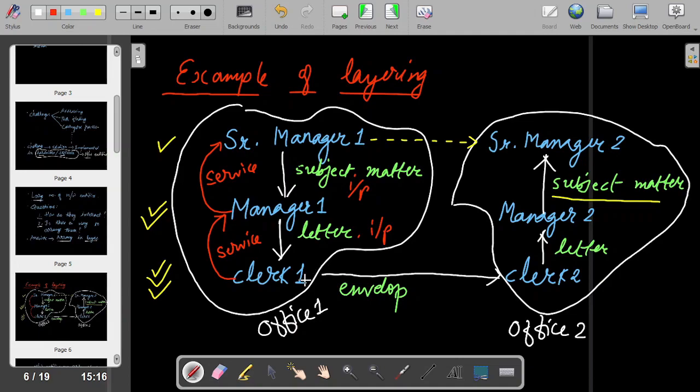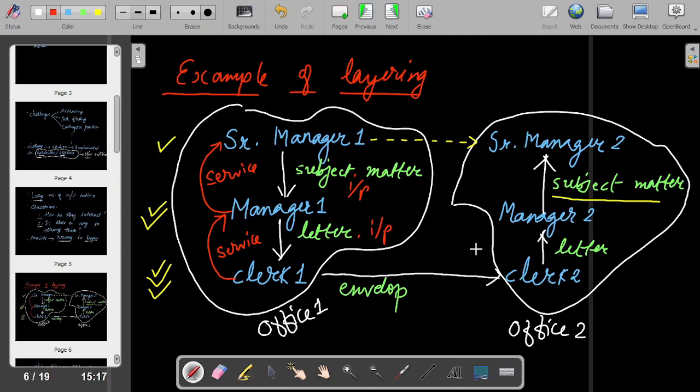every person provides service to the person at a higher level and uses the services of a person who is at the level below. Same thing is true for this setup also. So this is a real life example of layering, and layering is used everywhere, in every office, in every organization. Later, we will look at the benefits of layering.